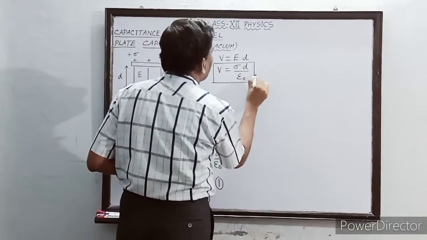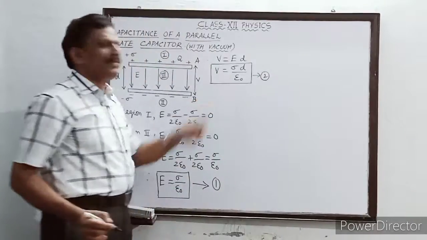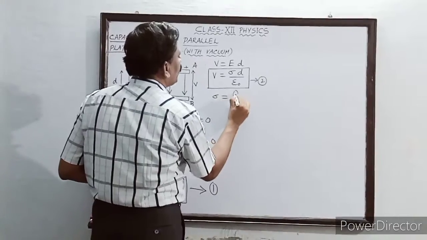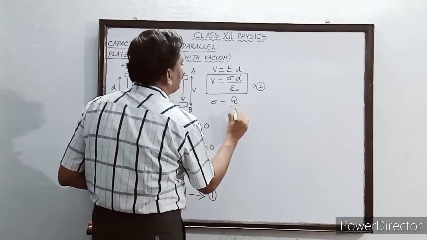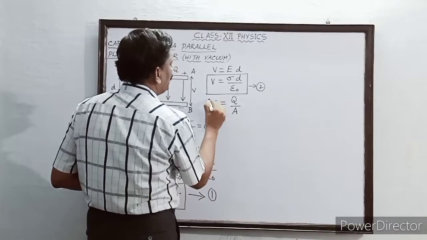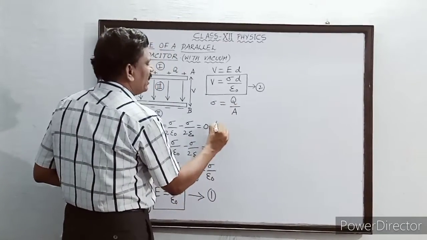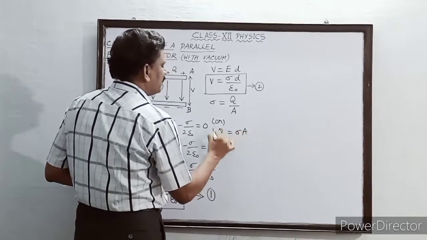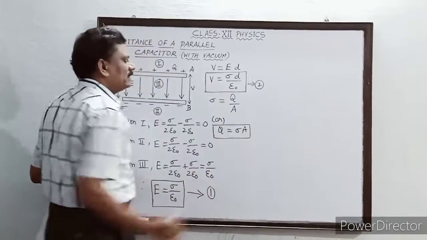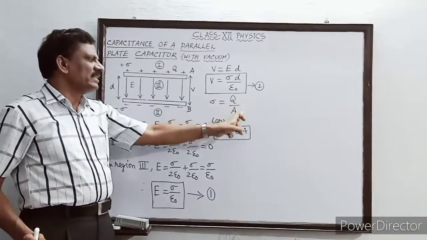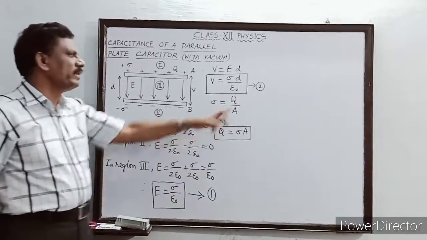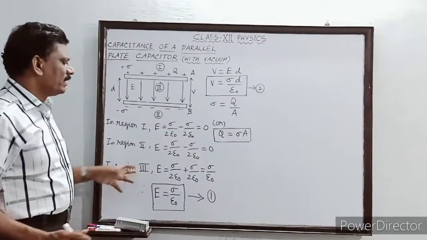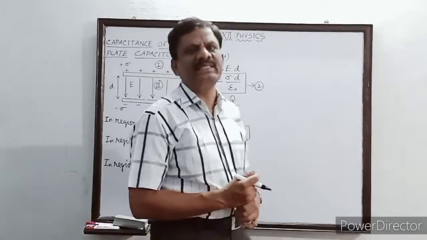What is sigma here? Sigma means surface charge density, is it not? Sigma is equal to the quantity of charge divided by the area of the plate A, and this is the surface charge density. Or from this equation, Q is also equal to sigma into A. So from the definition of surface charge density as charge per unit area, Q is equal to sigma into A.